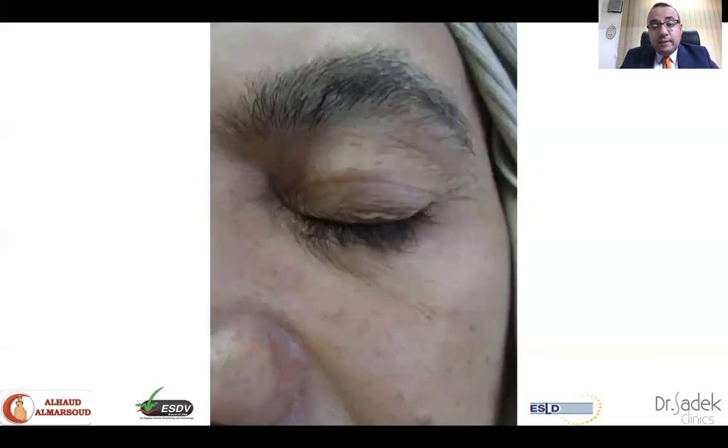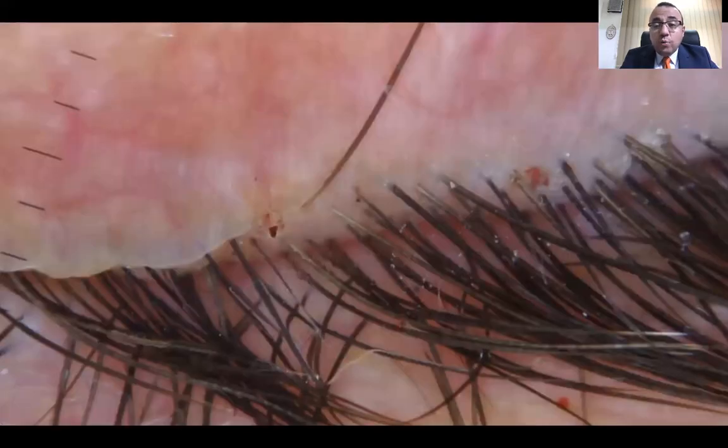Now, this lady is suffering from itchy eyelids, at the eyelid line per se. And we can find the culprit here. It was also a case of eyelash lice causing this itch.